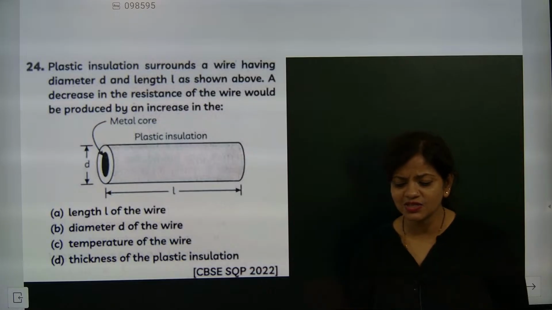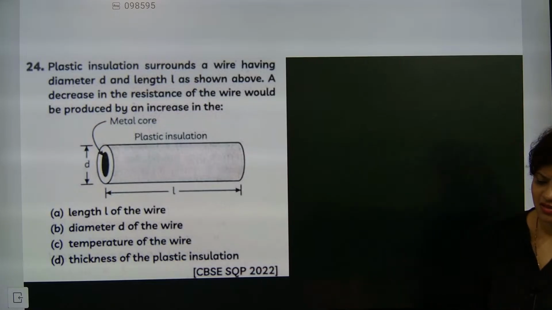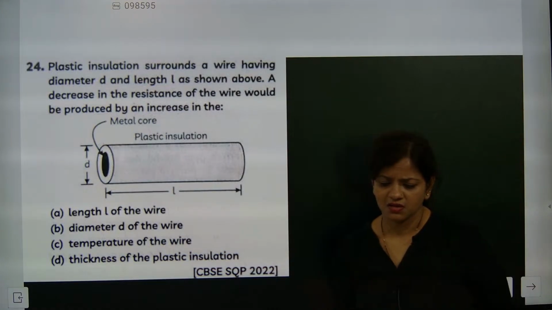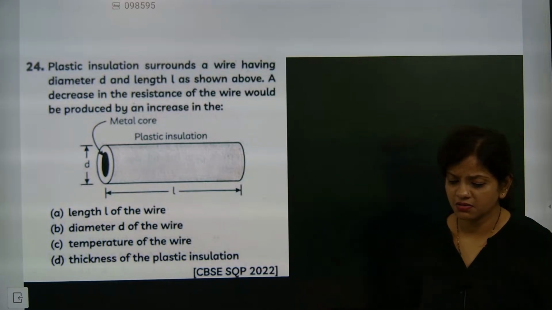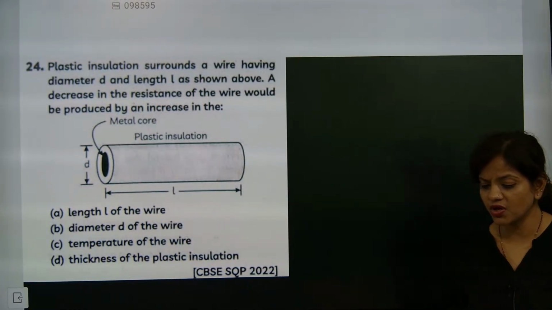Thickness of the plastic insulator? What do you have to do with the thickness of the plastic insulator, Narayan? Most incorrect answer you have selected.